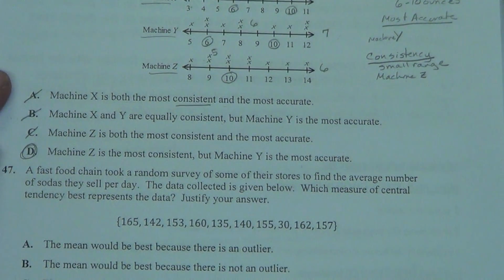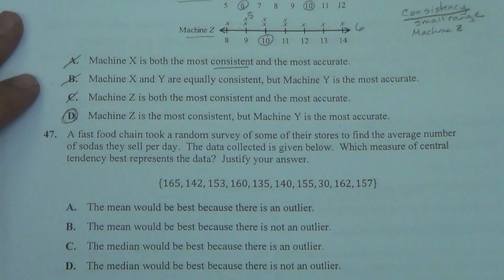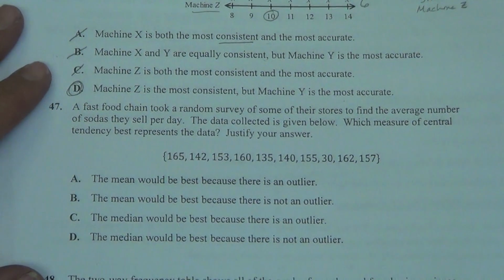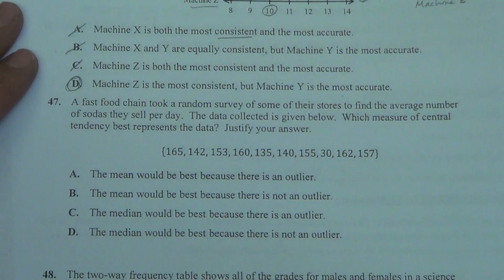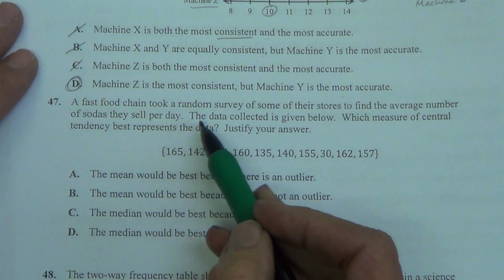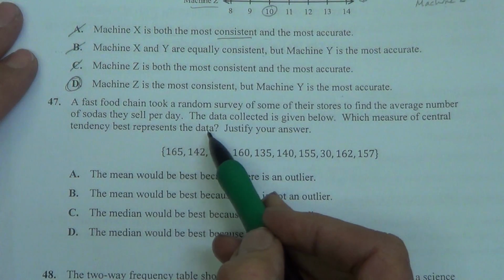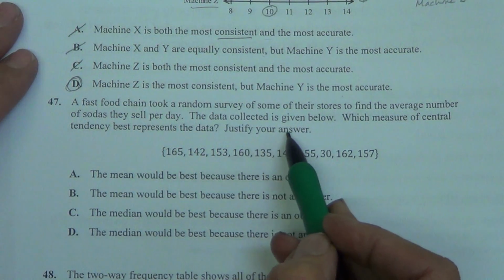Okay, a fast food chain is taking a random survey of their stores to find the average number of sodas they sell per day. The data collected is given below. Which measure of central tendency best represents the data? Justify your answer.